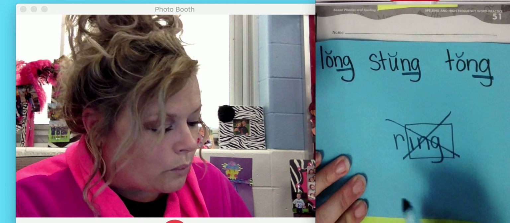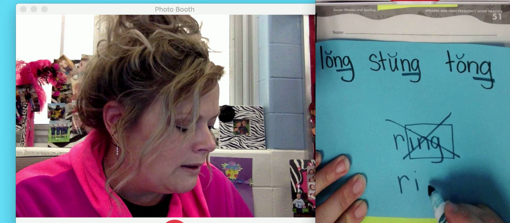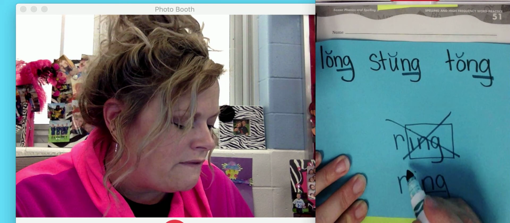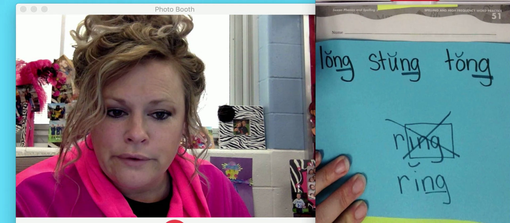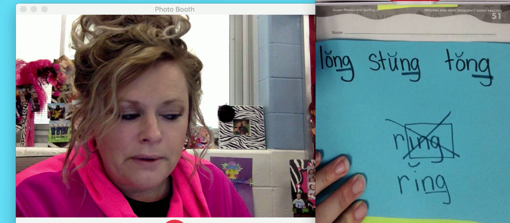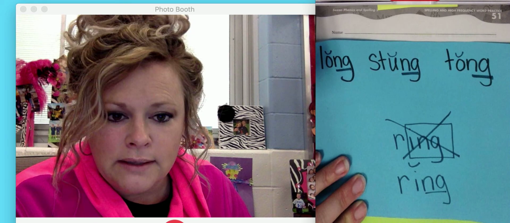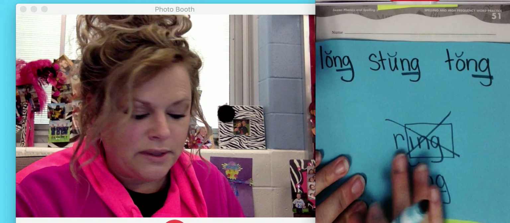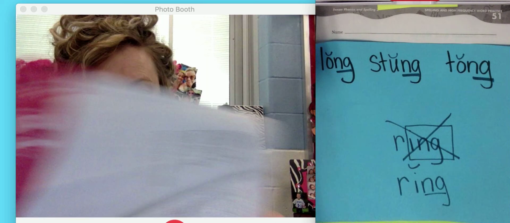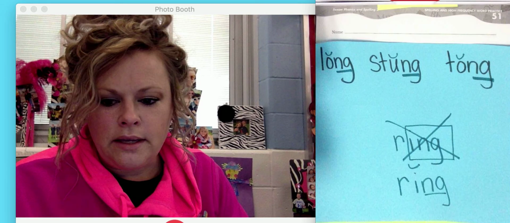When you code ring, you code the digraph ng and breathe that I for ring. Remember, the ing is only a suffix when you box it and there is a root word left on the outside. Okay? All right, kiddos.